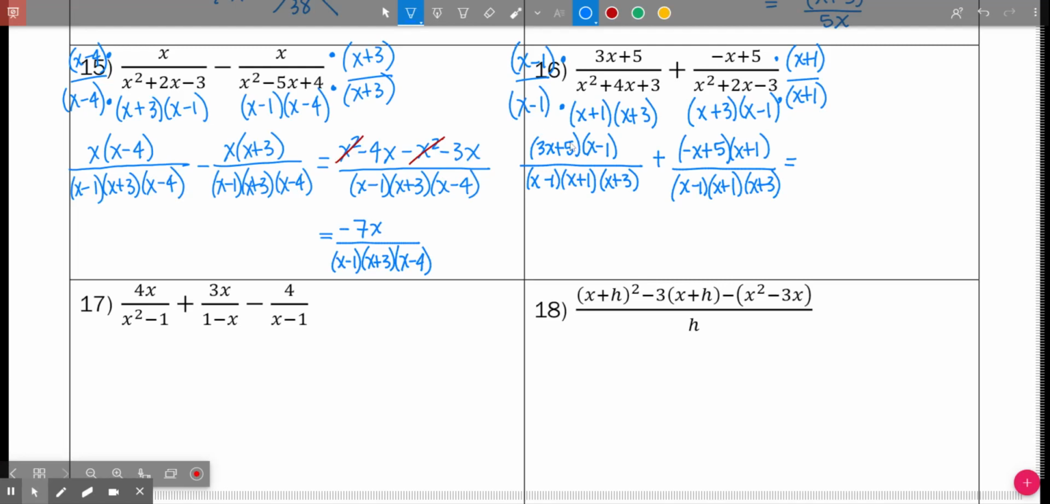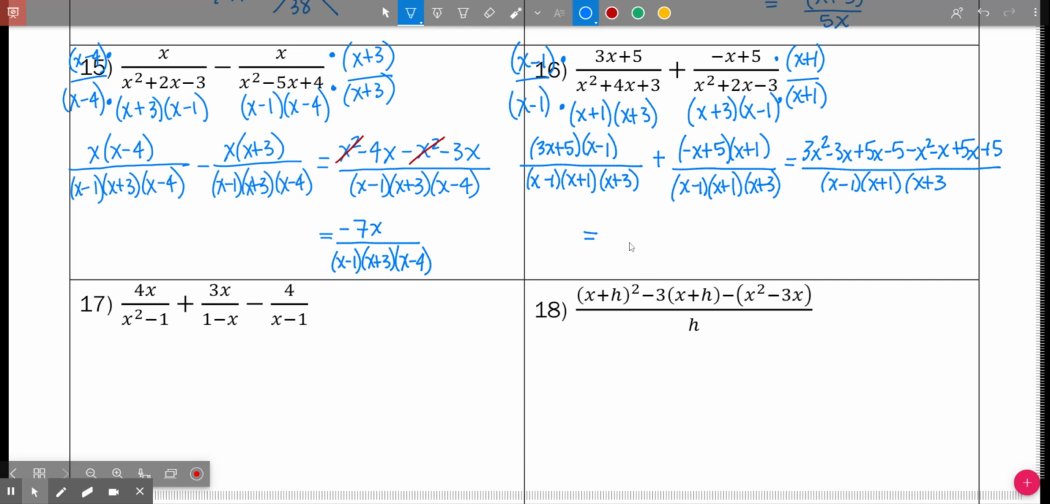This is going to give me, if I distribute as I go, 3x squared minus 3x plus 5x minus 5, minus x squared minus x plus 5x plus 5, all over x minus 1 times x plus 1 times x plus 3.